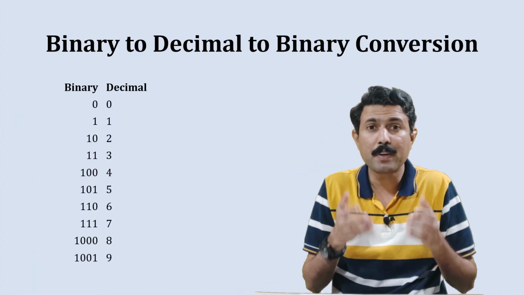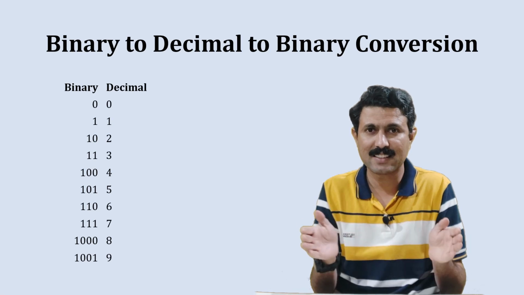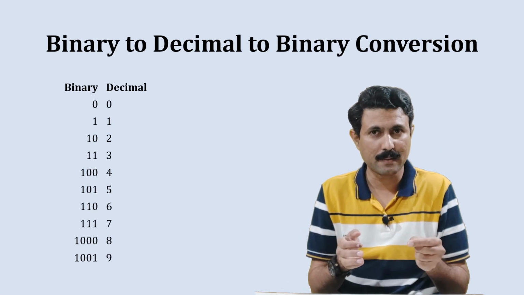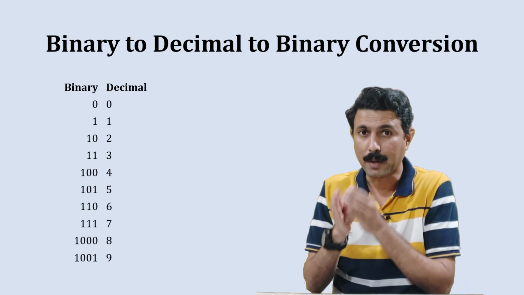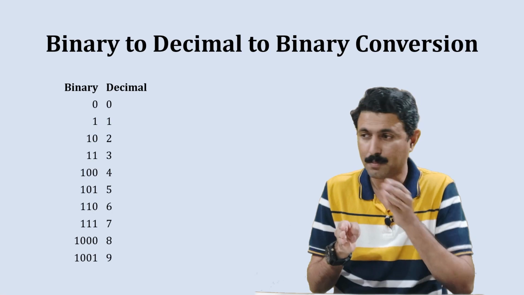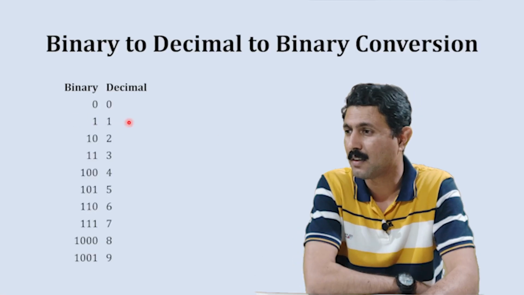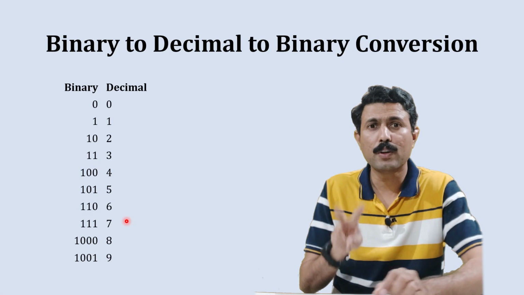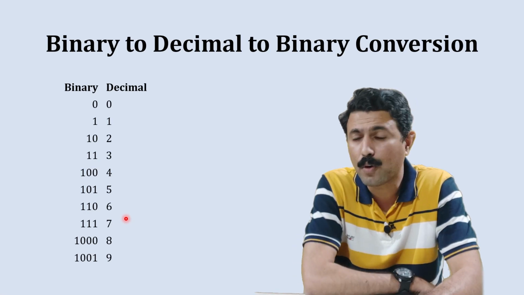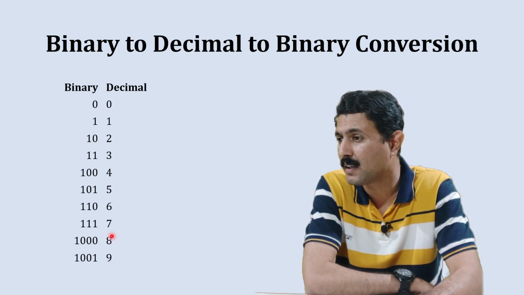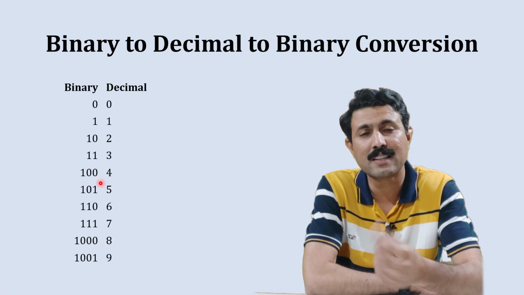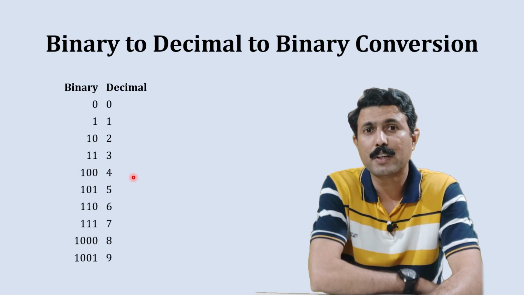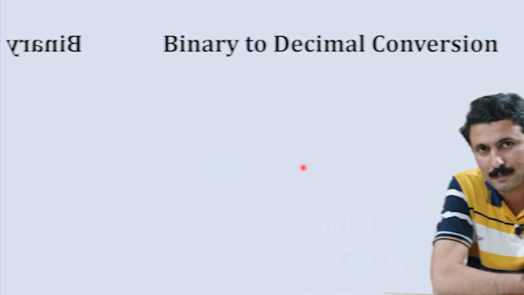In our previous video, we have seen that in decimal we have 10 distinct numbers, 0 to 9. And in binary we have only 2 distinct numbers. So binary 0 represents decimal 0, binary 1 represents decimal 1. But in binary we have only 2 distinct digits, and if you want to represent any decimal number in binary, then you must use the combination of 1 and 0 to represent that number. So now we are going to explore how to convert a binary number into a decimal number.